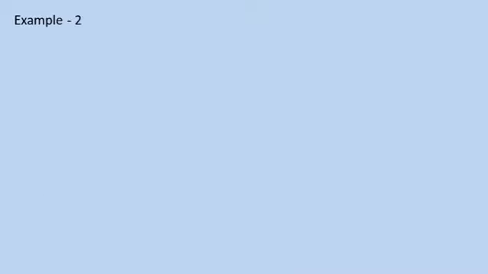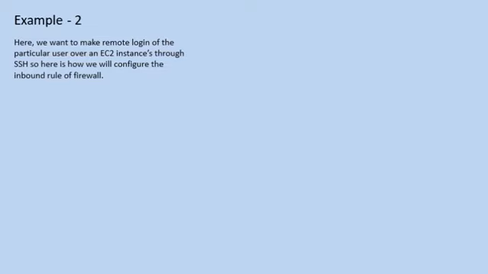Now let's take another example. Here we want to make remote login of the particular user over an EC2 instance through SSH. So here is how we will configure the inbound rule of firewall. So let's take an example. Here is the AWS cloud, and inside AWS cloud we have created an EC2. You all know EC2 is a virtual machine, and there we have our SSH server also.